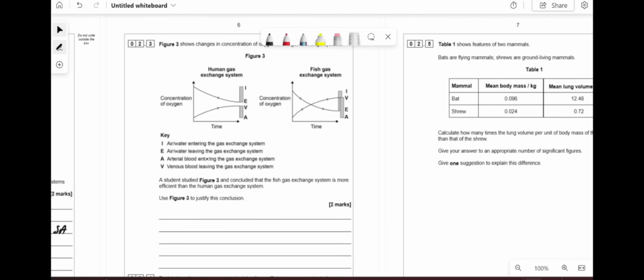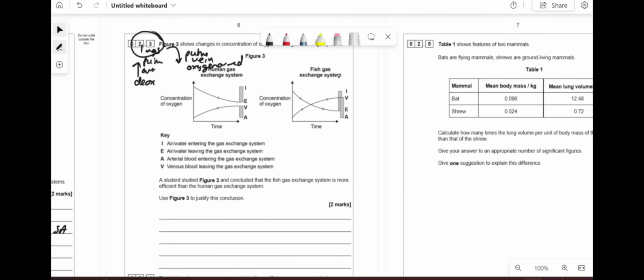So we need to remember the basic pathways of the oxygenation of blood in mammals. You've got the pulmonary artery, which is deoxygenated, to the lungs, and then the blood returns to the heart through the pulmonary vein, which is oxygenated, which makes this diagram make sense. So arterial blood entering the lungs is obviously going to have a lower concentration of oxygen. And then venous blood leaving the gas exchange system through the pulmonary veins is going to be higher.